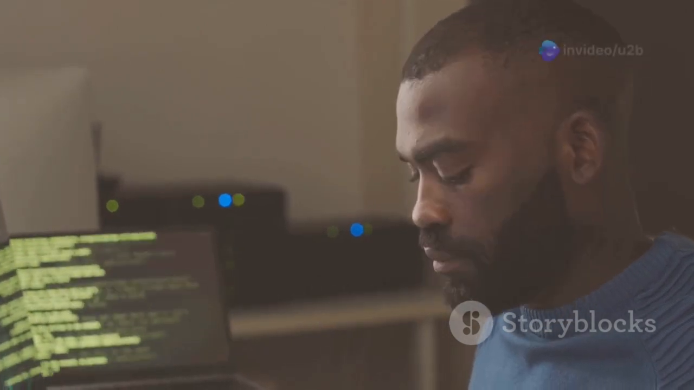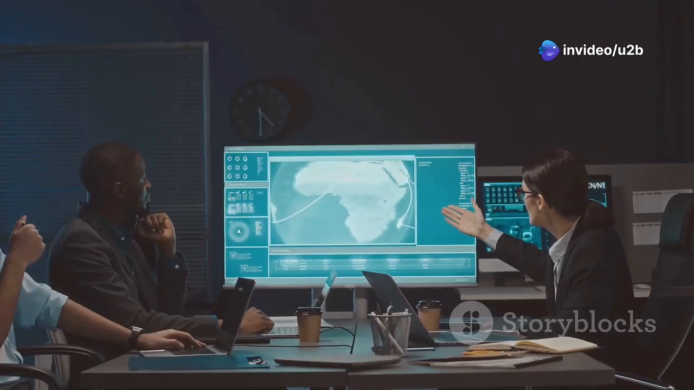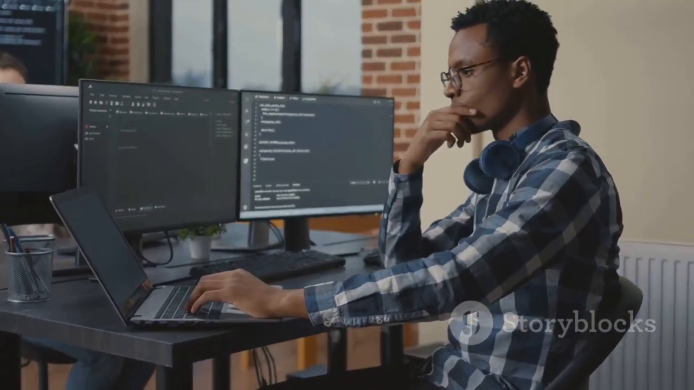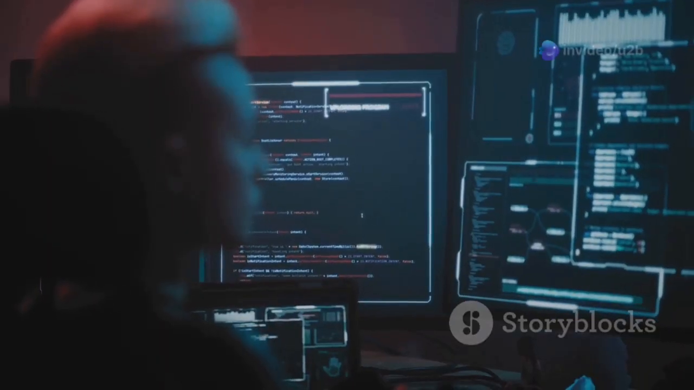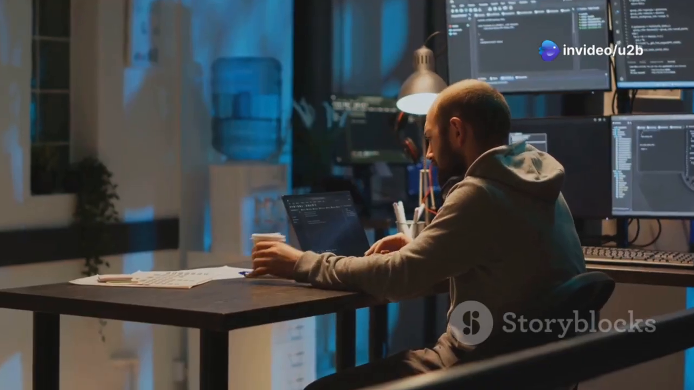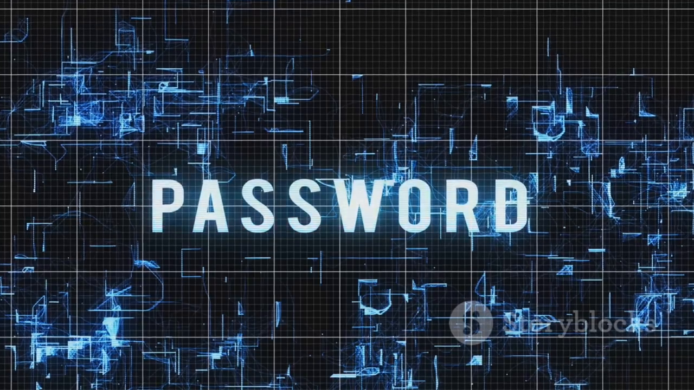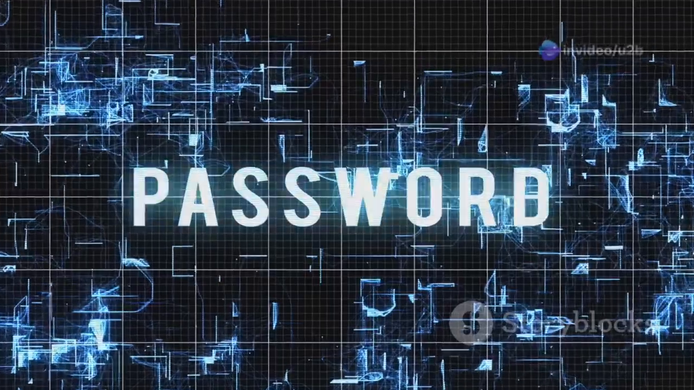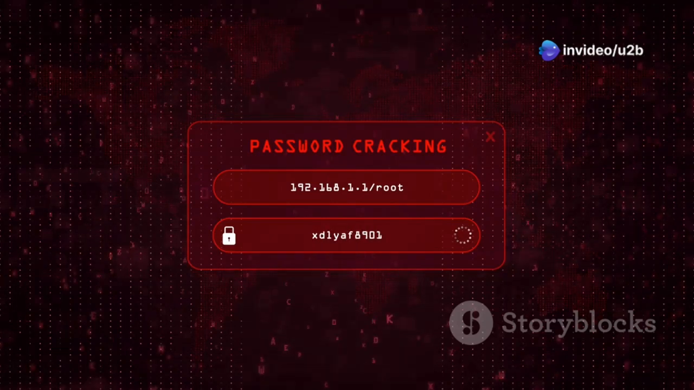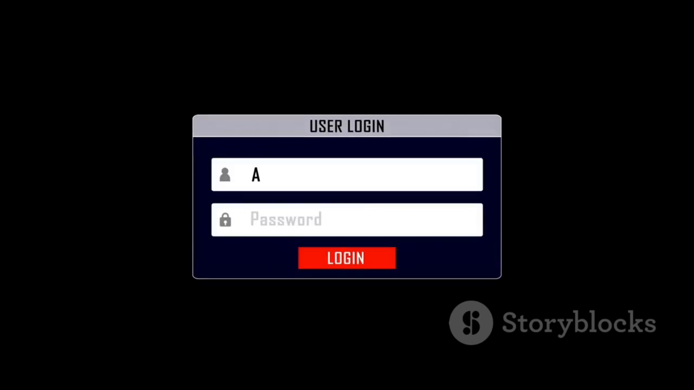Software vulnerabilities come in many forms, each posing a unique threat to application security. Let's examine some of the most common types. Injection flaws. These vulnerabilities occur when an application fails to properly validate user input, allowing attackers to inject malicious code into the system. SQL injection is a classic example, where attackers can manipulate database queries to gain unauthorized access or modify data. Broken authentication. Authentication mechanisms are crucial for verifying user identities and controlling access to sensitive information. Broken authentication vulnerabilities can allow attackers to bypass these mechanisms, gaining unauthorized access to accounts or systems.